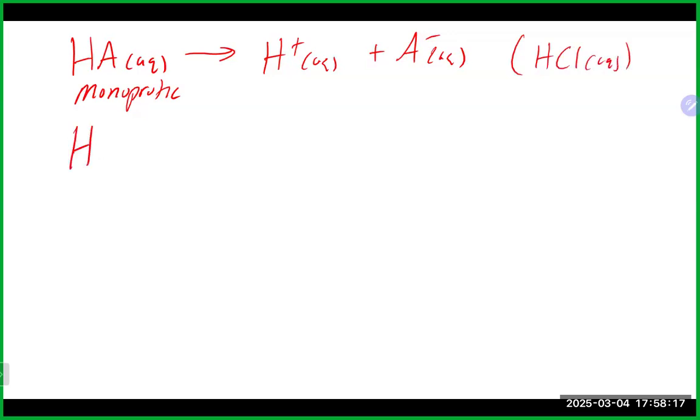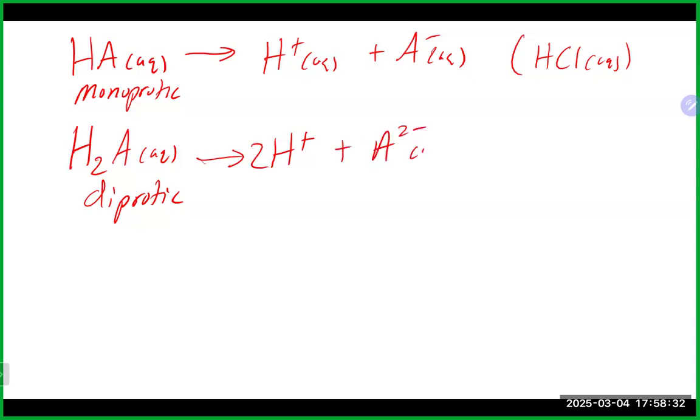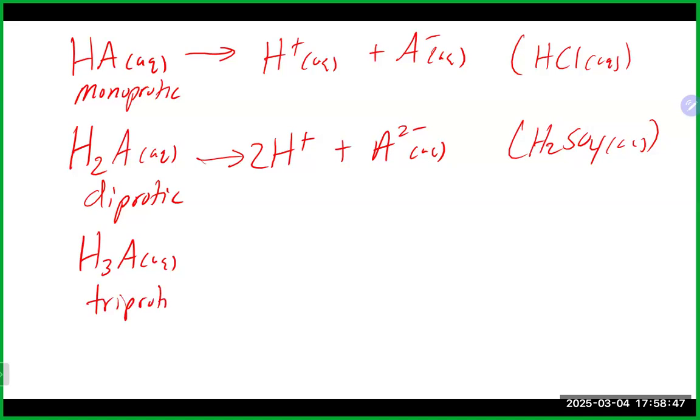If you have a diprotic acid, the generic formula for that looks like this, H2A. The reason for that is the A actually has a -2 charge in this case. An example of that would be like H2SO4. And you can have a triprotic acid, where three of these come off. And this one actually has a -3 charge, like phosphoric acid.